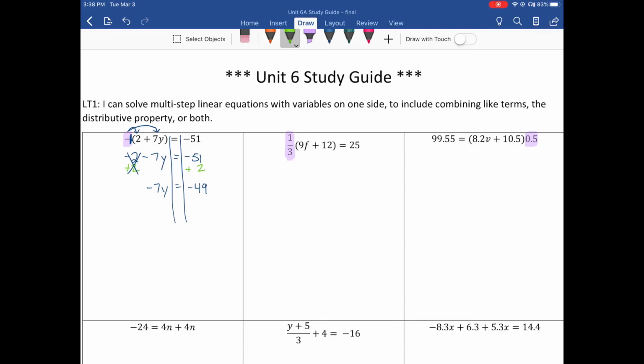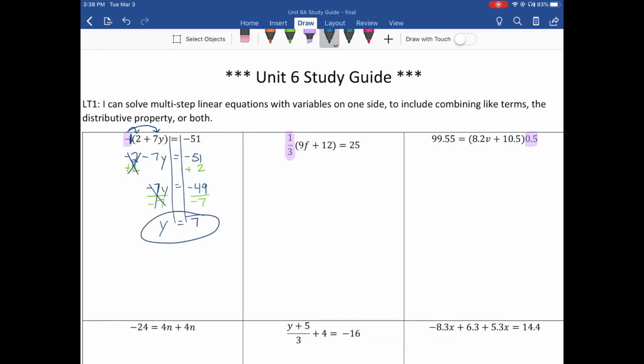And we're almost done, but not quite, because we don't want to know what -7y is, we want to know what 1y is. So we need to divide by our coefficient. Our coefficient is that number that's attached to our letter, so -7 is what we're going to divide by. And that will cancel out on the left-hand side, and we're left with just y. And -49 divided by -7 is +7, and that's our answer.